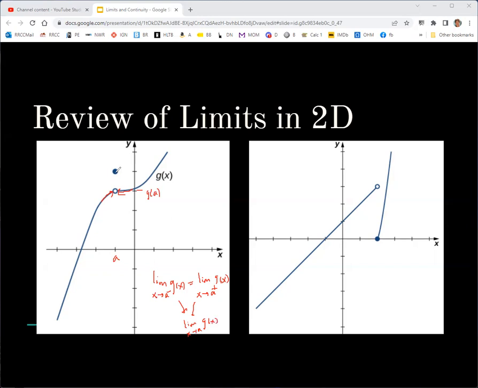And it didn't matter if the actual point wasn't there until you got to continuity, right? This function is discontinuous because it's got a removable discontinuity, but its limit still exists because the left limit and right limit both go to that hole right there. In contrast, you could see on the right side, the left and right limits are different, and therefore the limit of this one does not exist.